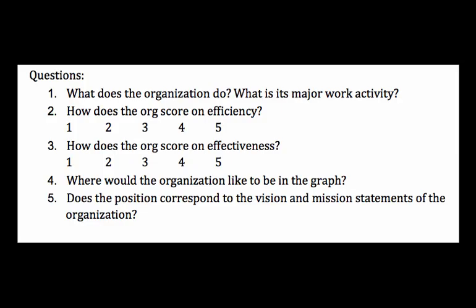Now I want you to rank the organization that you're assessing on this graph and try to place them as best as you can on these two dimensions of efficiency and effectiveness. And then answer the following questions. What does the organization do, and what is its major work activity? How does it score on both efficiency and effectiveness? Where would the organization like to be in the graph? So thinking about its mission, its goals, the vision of the company, and where the industry is going.